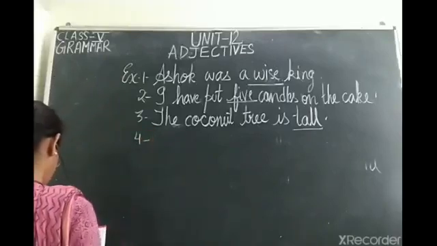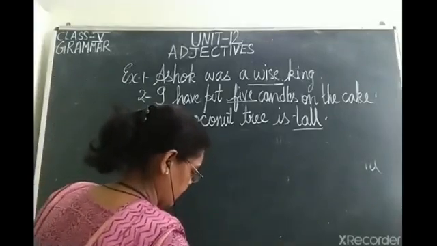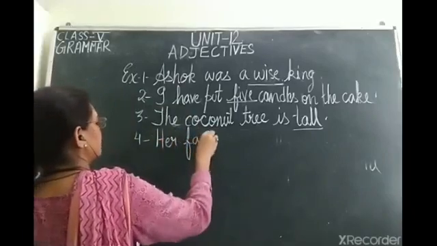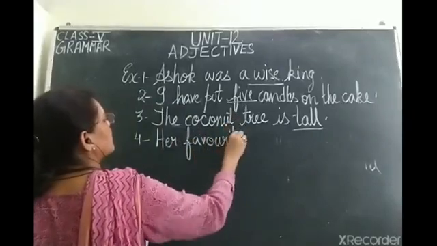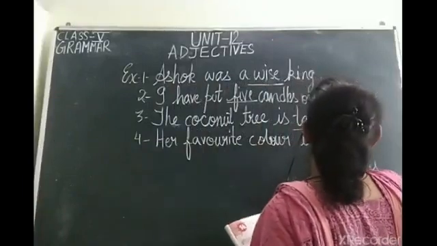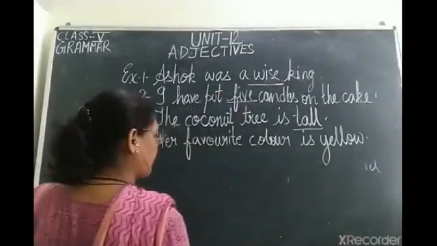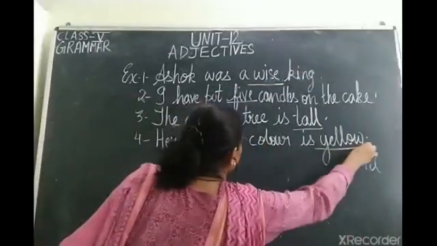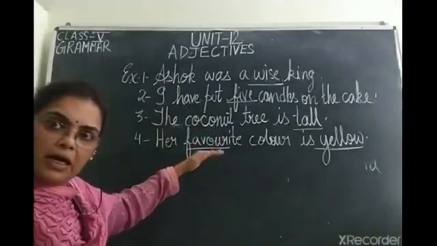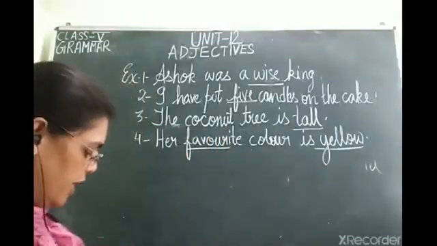Then, her favorite color is yellow. Now, in this sentence, children, there are two adjectives, favorite and yellow. Her favorite is describing her, somebody's choice, and yellow is the color. So both are what? Adjectives.